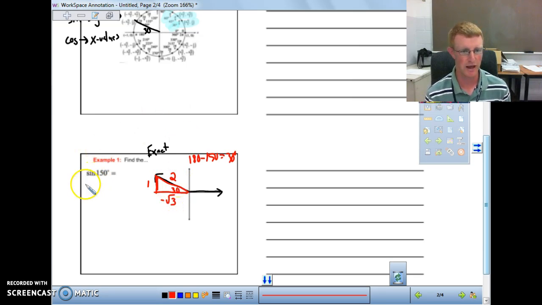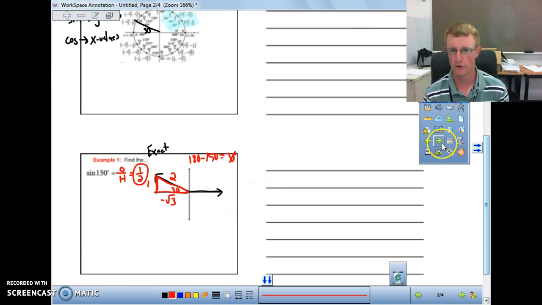So now we look at sine, which is opposite over hypotenuse. Our opposite side is 1. Our hypotenuse is 2. So the sine of 150 degrees is equal to 1/2, and that's an exact value. Okay, let's go to the next one.